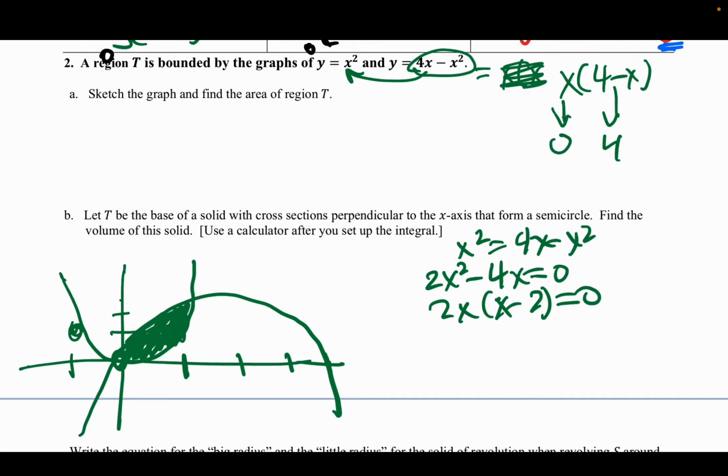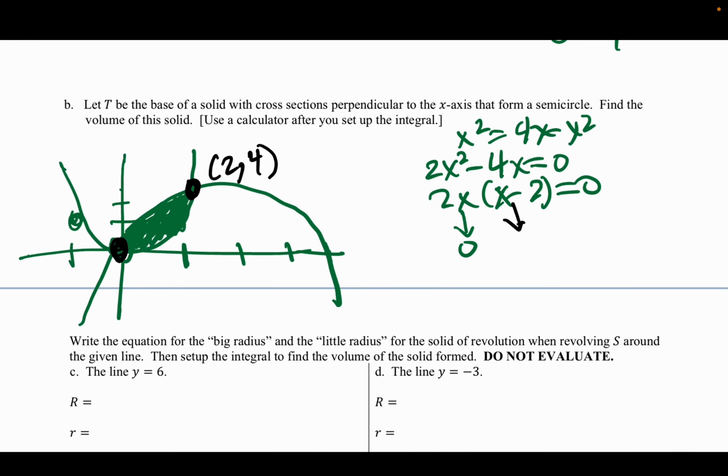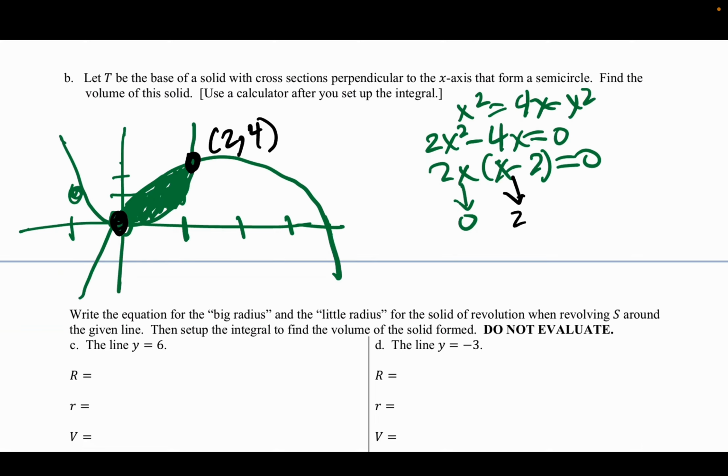So I know that they intersect at 0 right here, and they also intersect right here when x is 2. So this point is 2 comma something. To figure out what it is, it should be 4. Yes, it's 2, 4. You can plug 2 back into this equation, and it'll be the point 2, 4. So it intersects at 0, 0 and at 2, 4. It's important to know both your points.